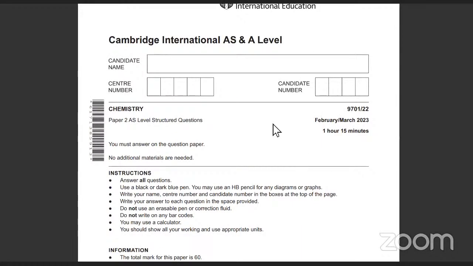This one is the latest one, okay? The one that just happened, okay? That's this one, okay? February March 2023. Give me one second.